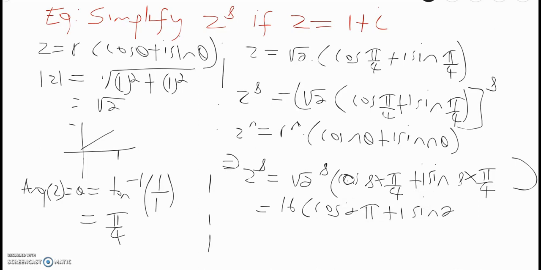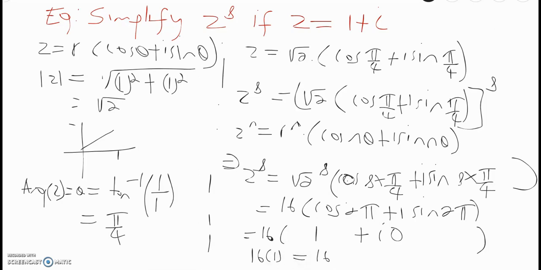So really I need to just evaluate the cos of 2 pi and the sine of 2 pi. So this is going to be 16 into 1 plus i, and the sine of 2 pi is 0. Alright, so that's gone. So all we have is 16 times 1, which is equal to 16.